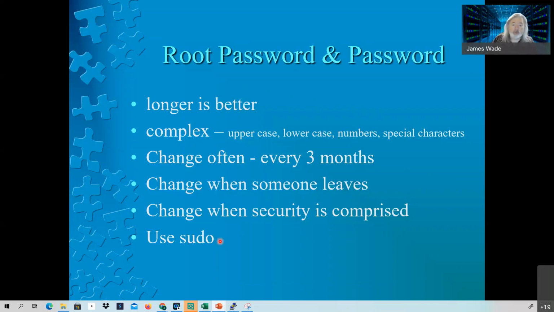One of the things they came up with is a program that allows us to give a user like me, Jay Wade, privileges on the machine as if I was running root, if I was root. And it can track it all.